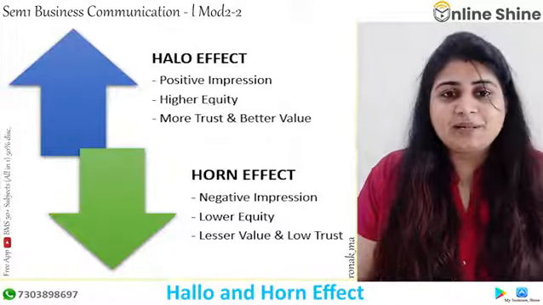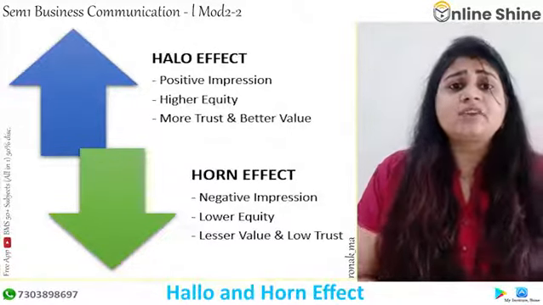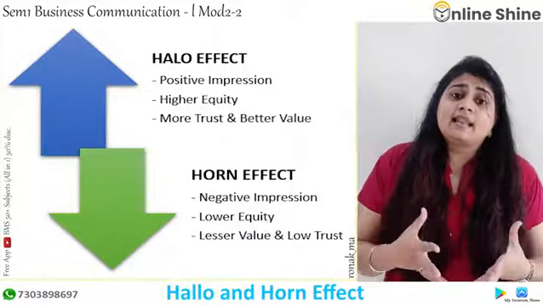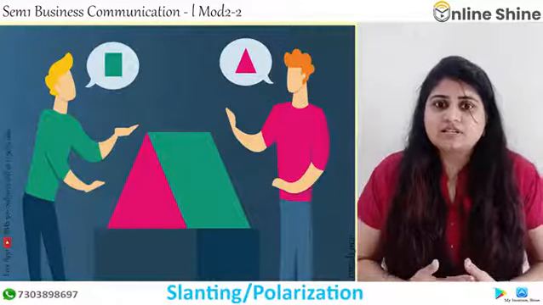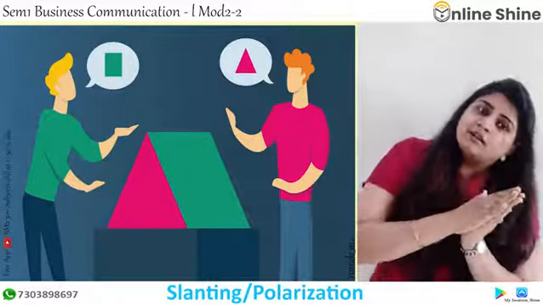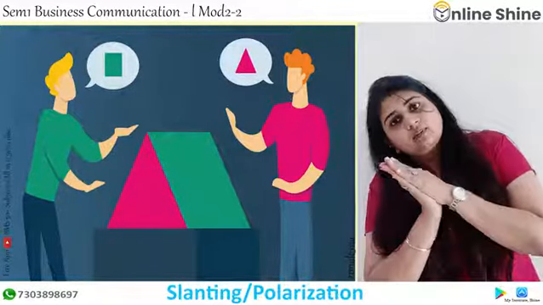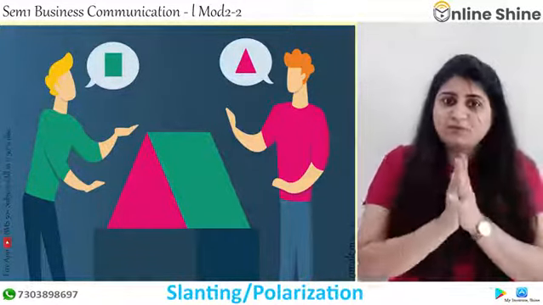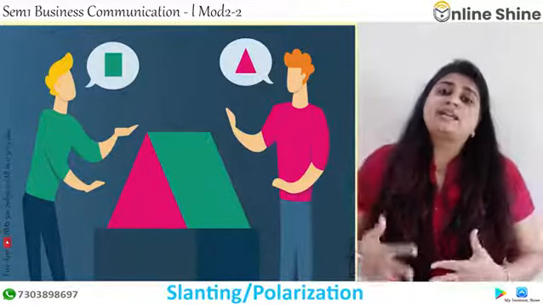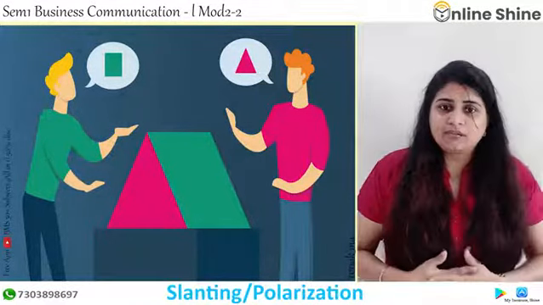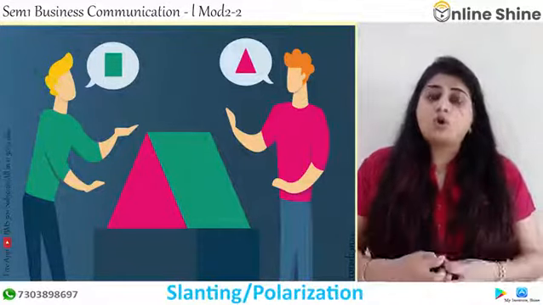So there are psychological barriers. Then we have the concept of understanding slant or polarization. So slant, as the word suggests, is bending towards one side, I mean in terms of communication, to the person with whom your ideas, thoughts, likes, dislikes align. That's different from halo and horn effect.